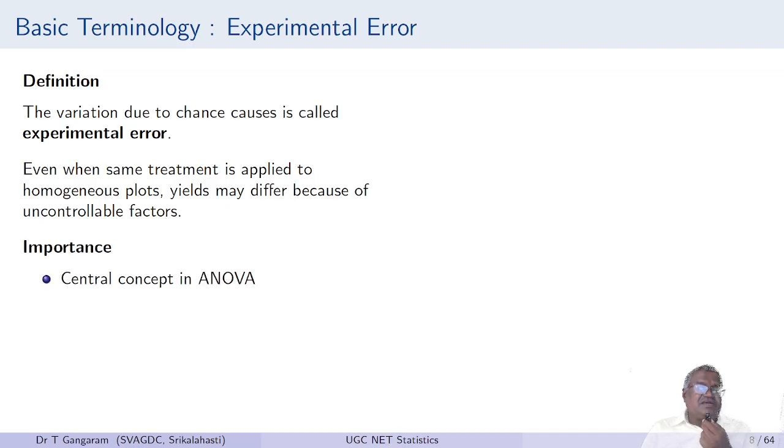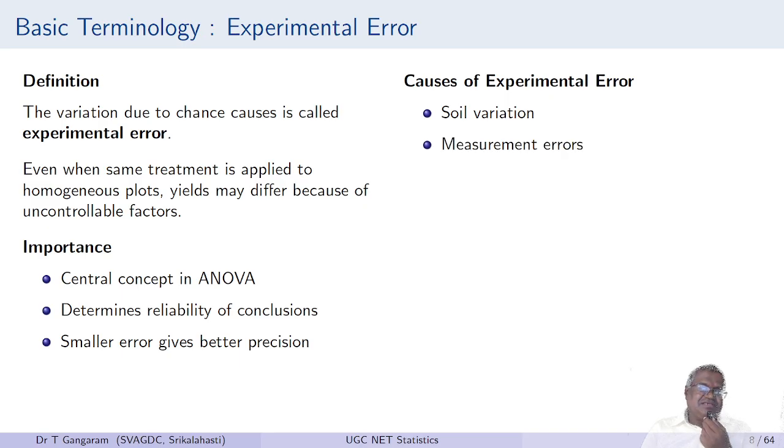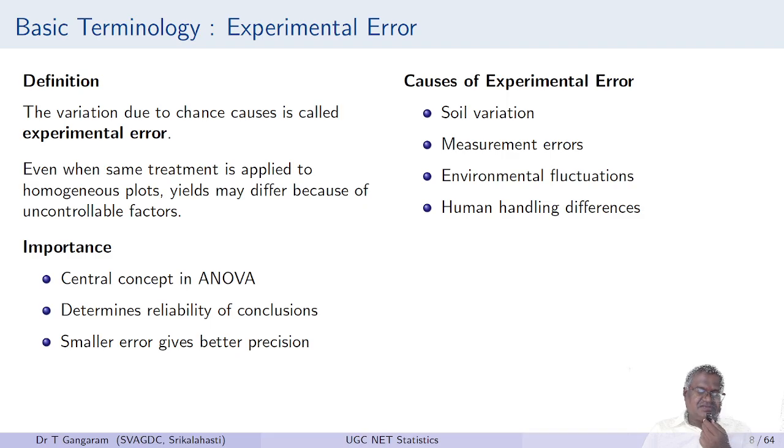The central concept behind the ANOVA is to reduce the experimental error. It determines the reliability of conclusions. Smaller error gives better precision. What causes experimental error? There may be soil variation, the measurement error, environmental fluctuations, human handling differences, instrumental errors.